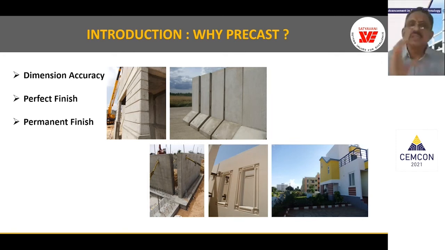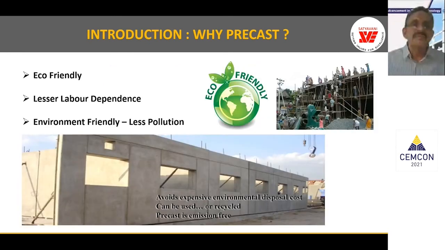But once we produce in a controlled environment, we have the concrete finish itself for the final facade, then you don't have all these problems and we have the permanent finish. And it is eco-friendly with lesser labor dependence compared to conventional construction, and lesser pollution on site, definitely. No dust. In Delhi, we see every winter commencing, construction is stopped because of the pollution. But with precast, we can handle it and maneuver it very easily.